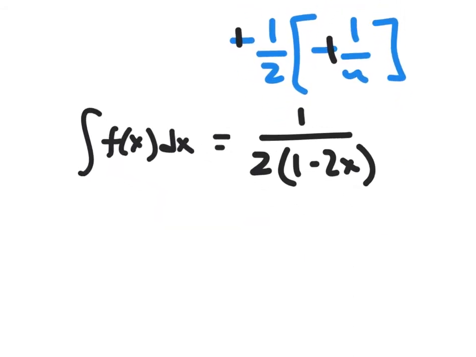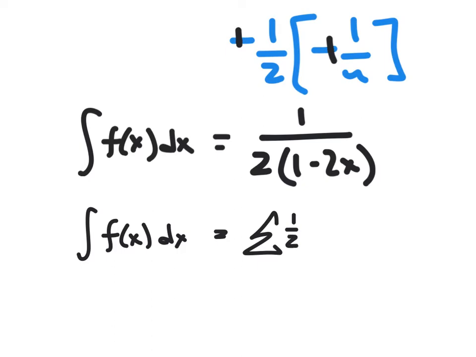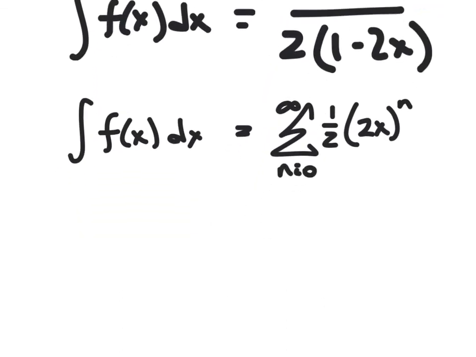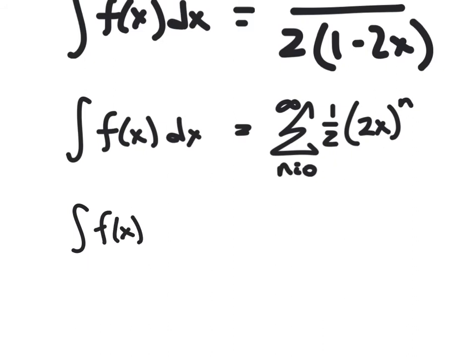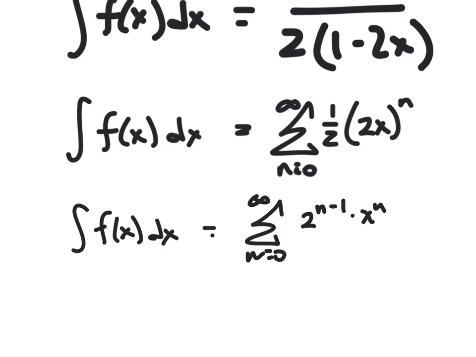Okay, so that's the integral of f of x dx. Let's put this in power series form. The integral of f of x dx is equal to the summation from n equals 0 to infinity of 1/2 times 2x to the n power. Therefore, if I clean that up, I'm going to get the summation from n equals 0 to infinity. Check it out now. This is going to be 2 to the n minus 1 times x to the n. How'd you get n minus 1? Well, 2 to the n over 2 is going to be 2 to the n minus 1.